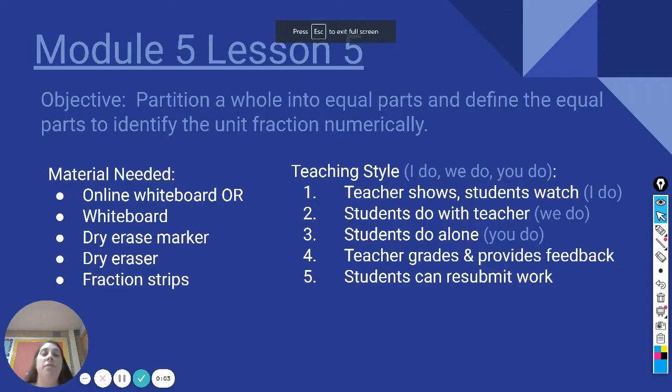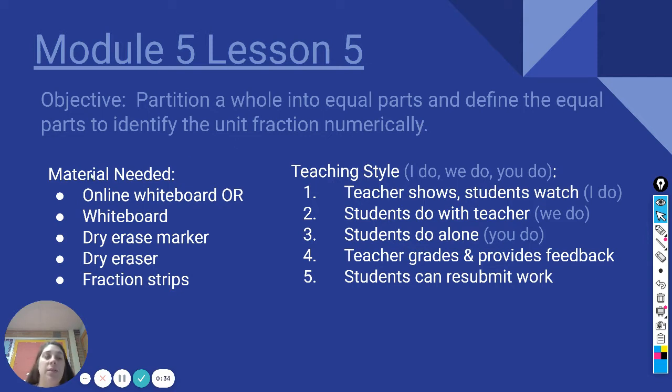Today we're doing Module 5, Lesson 5. The objective is to partition a whole into equal parts and define the equal parts to identify the unit fraction numerically. Okay, so partition means to separate it into pieces. Okay, so separating something into equal pieces. And then we have to figure out what those equal pieces represent. Okay. So it'll make a little bit more sense as we get working.